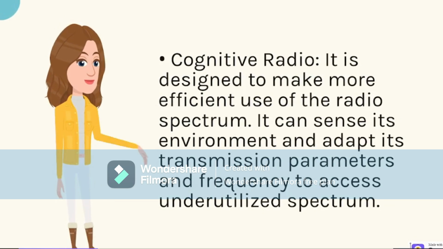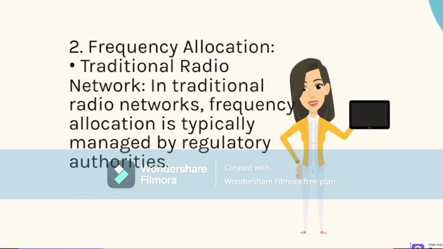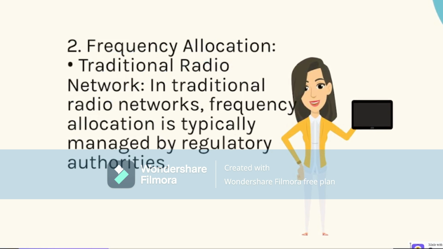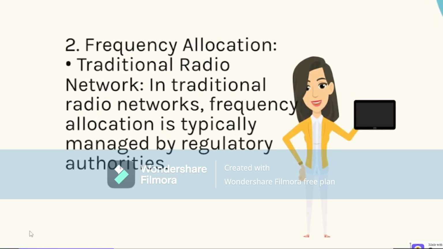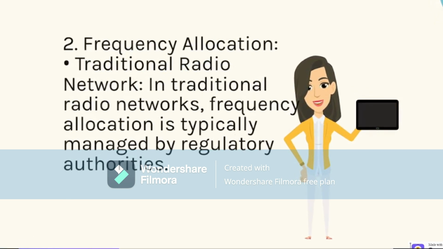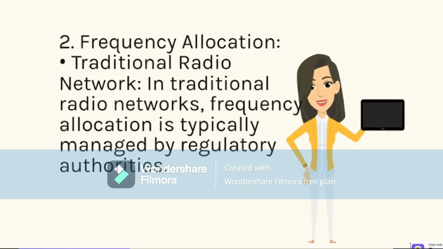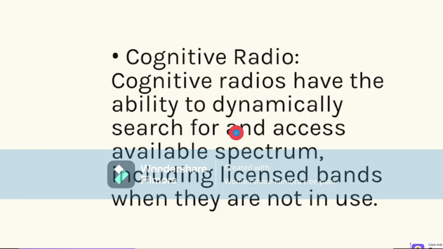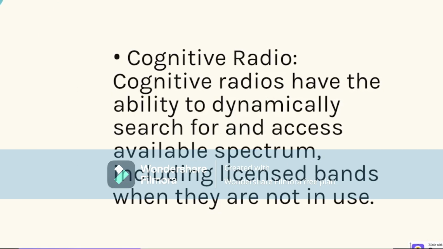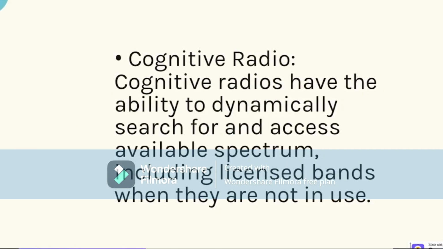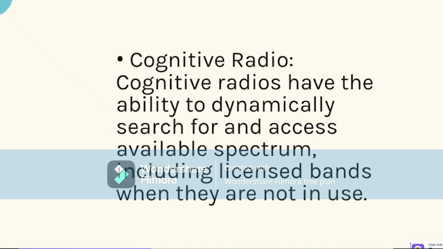2. Frequency allocation. Traditional radio network. In traditional radio networks, frequency allocation is typically managed by regulatory authorities. Cognitive radio. Cognitive radios have the ability to dynamically search for and access available spectrum, including licensed bands when they are not in use.